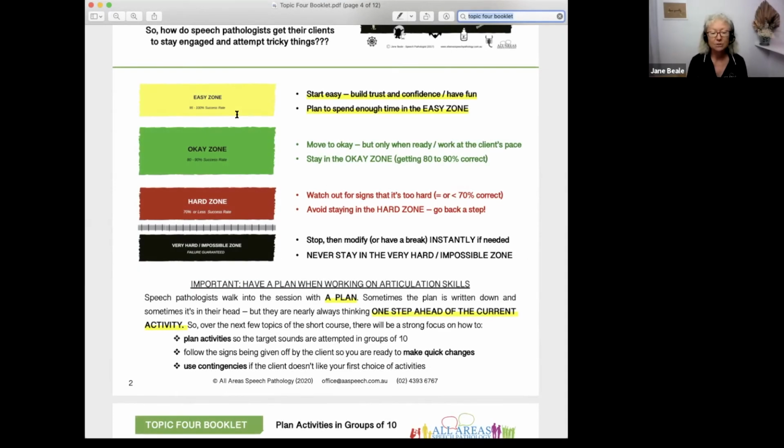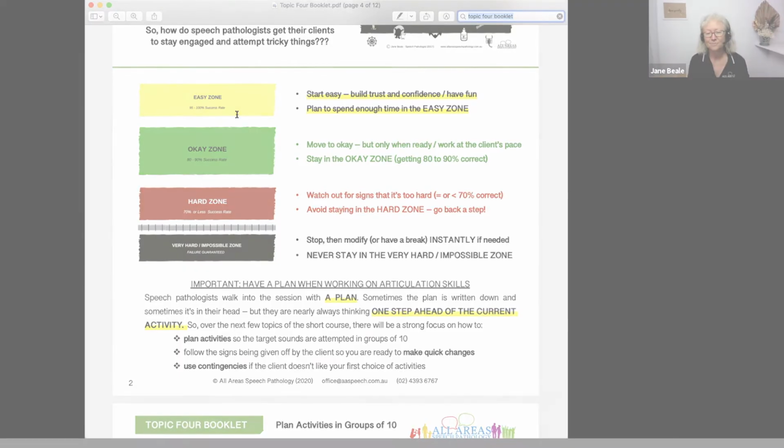The third thing we're going to look at is how to use contingencies if the client simply doesn't like what we've brought. Maybe it's not too hard for them, but they're just not enjoying it. They're not motivated. Sometimes in life, we might go, oh, well, it's bad luck if you don't like it. But what I'd like to say to you is, for an articulation program, why not have the attitude of, I want you to enjoy it. I want you to have fun. You're much more likely to be able to keep them in the okay zone if the client is motivated and enjoying it.